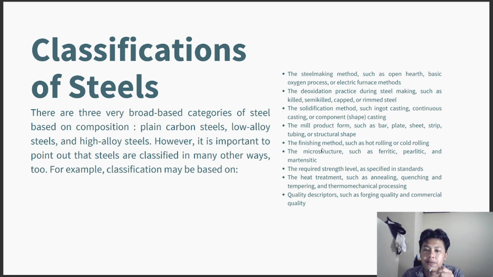So there are finishing methods, such as hot rolling or cold rolling. Next is microstructure, such as ferritic, pearlitic, and martensitic. There are the required strength level, heat treatment, and quality descriptors. You can read in here.